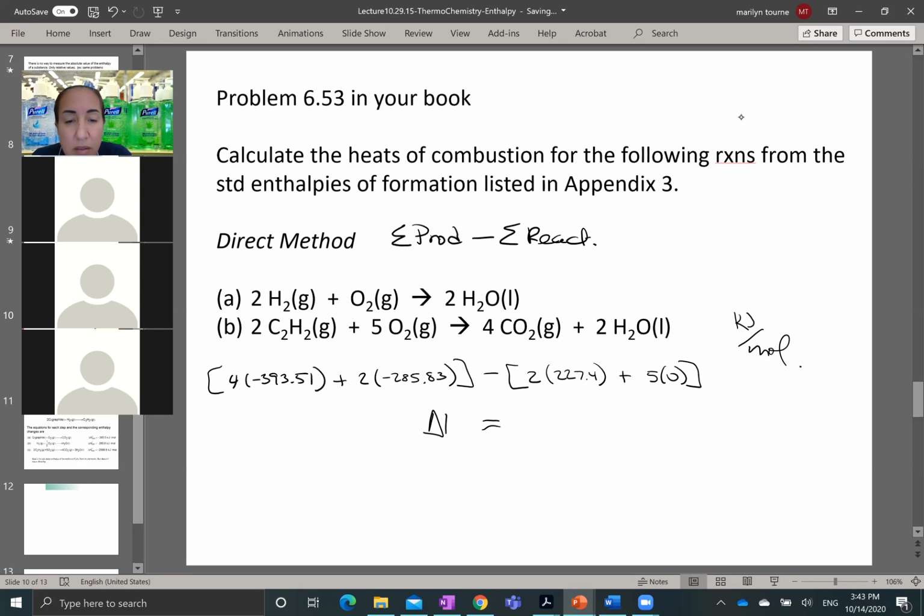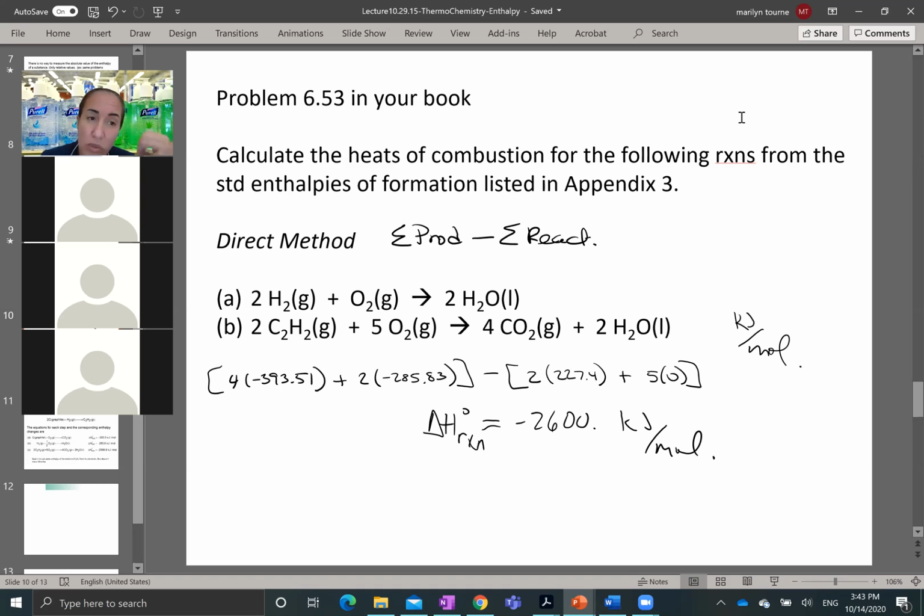I got negative 2600.5. And I think that's right. Negative 2600, more or less, yeah? Kilojoules per mole. So that's it. Super easy, right? So I hope, does anybody have any questions?